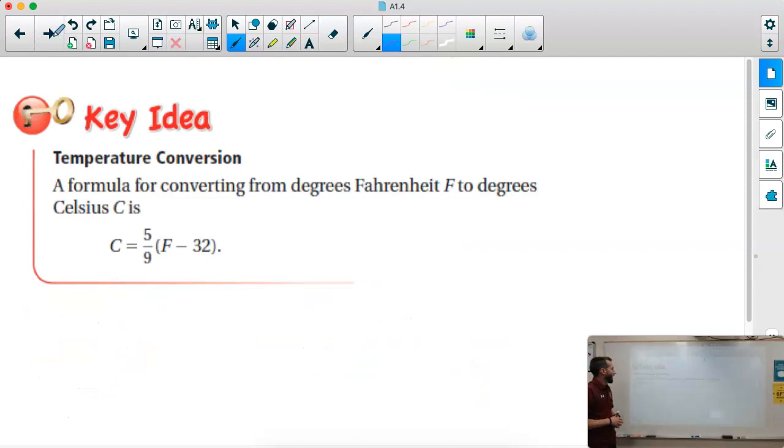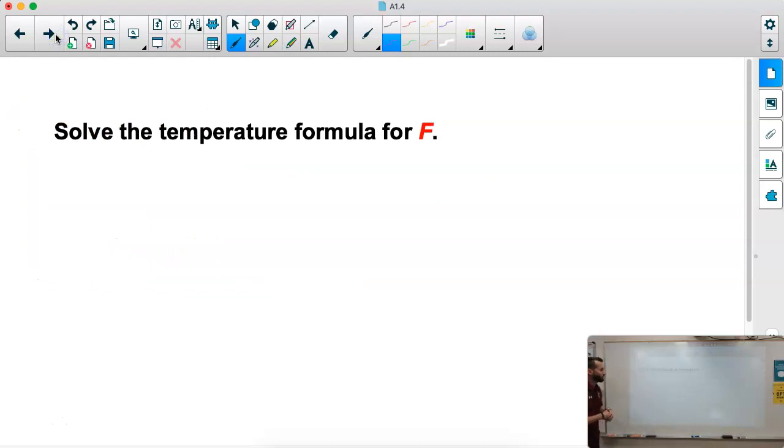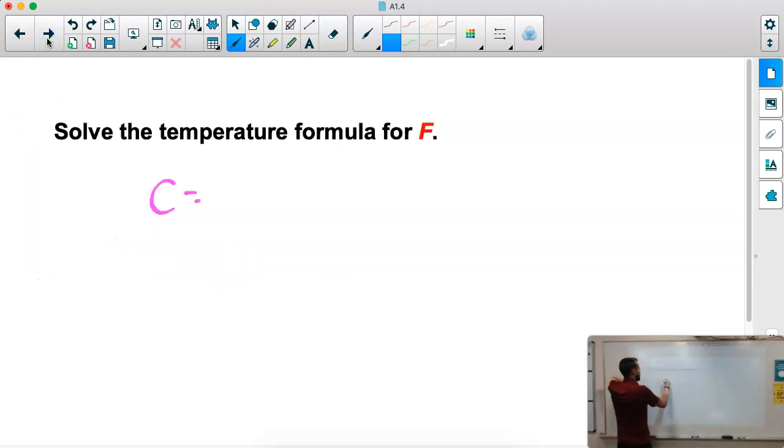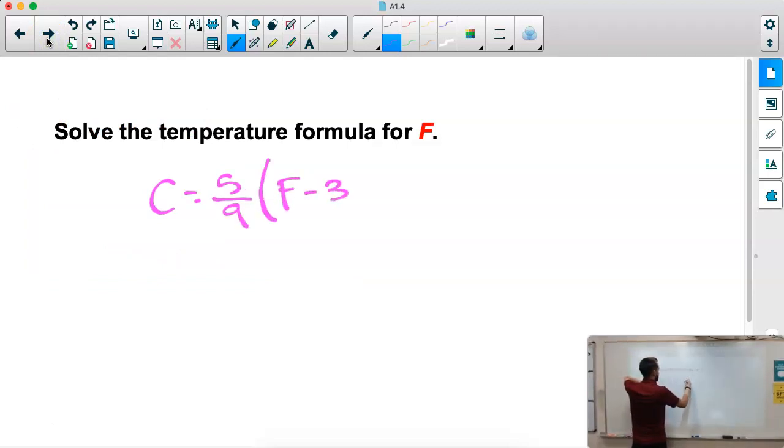All right. So all of this we're dealing with could help you in a practical situation if you knew conversion stuff, right? If there's a formula for converting from Fahrenheit to Celsius, or Celsius to Fahrenheit, you could figure that out relatively simply. So it says solve the formula for F. Okay, so here's my formula. C equals 5 over 9 (F minus 32).